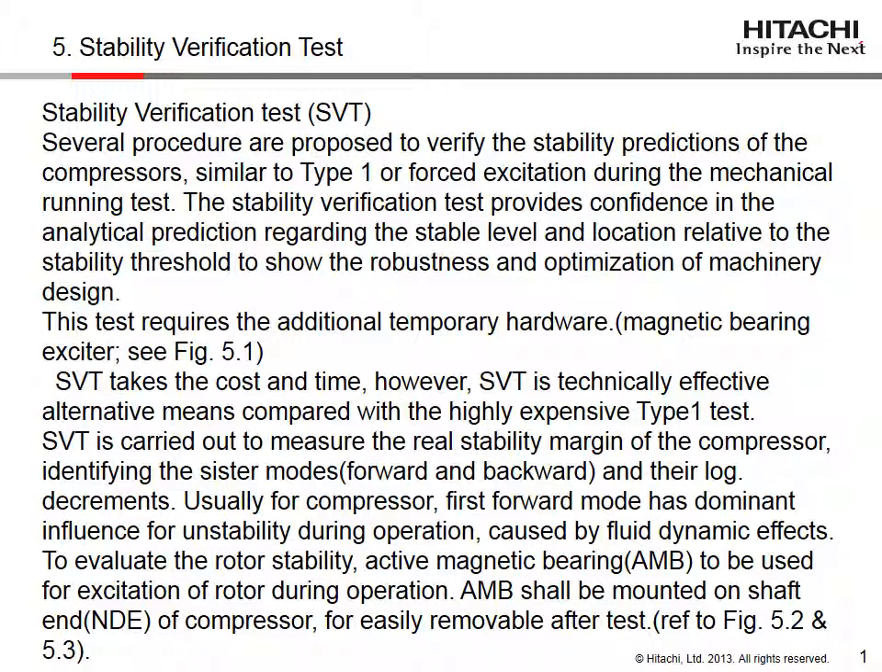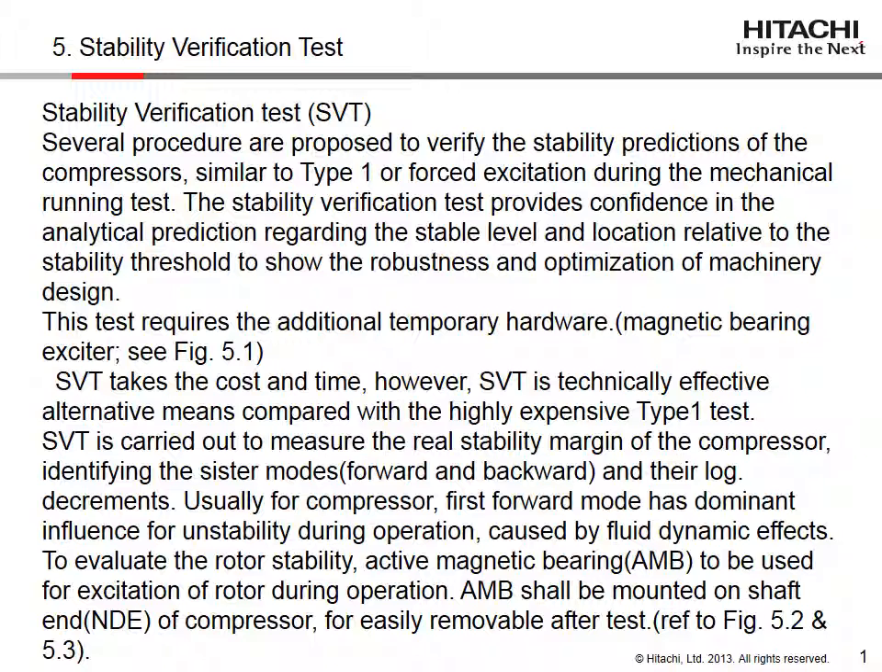This test requires additional temporary hardware, a mounted bearing exciter. See the next page. SVT takes constant time, however. SVT is a technically effective alternative compared with the highly expensive Type 1 test. SVT is carried out to measure the real stability margin of the compressor, identifying the system mode and their log decrement. Usually for a compressor, the forward mode has a dominant influence on stability during operation, caused by fluid dynamic effects.